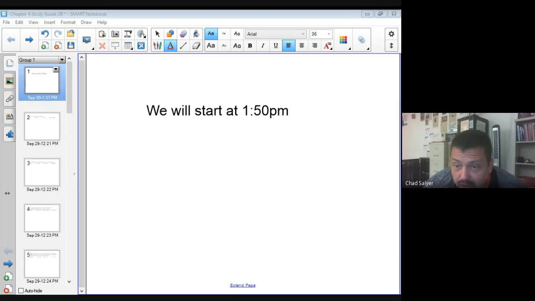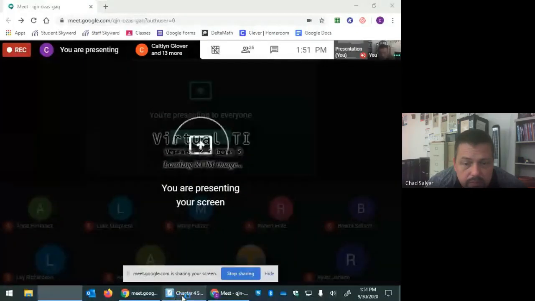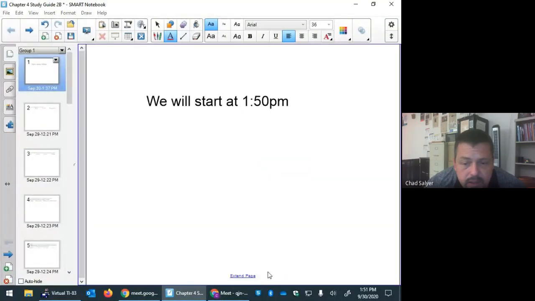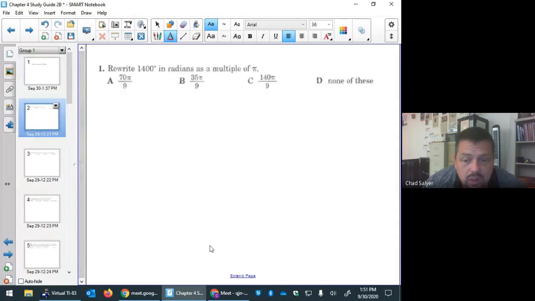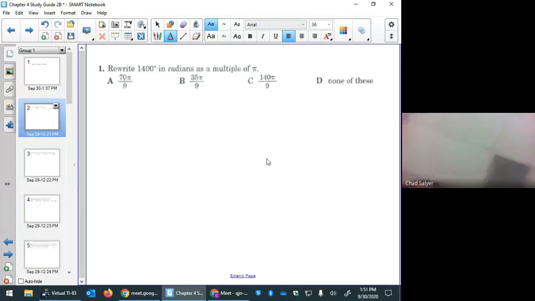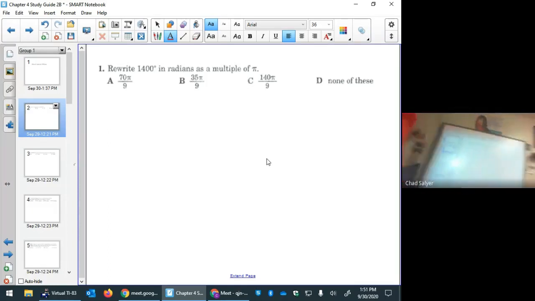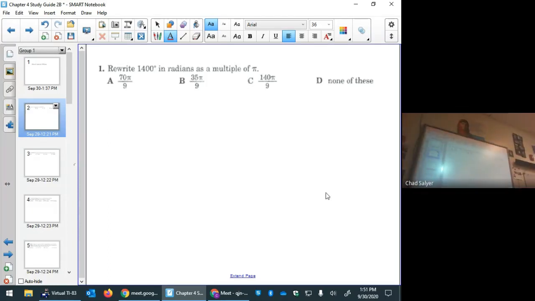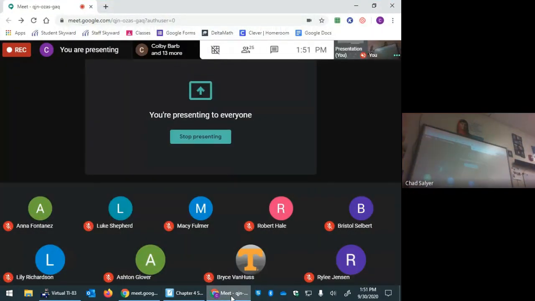All right, so I need to change the presenting to be the whole screen so you can see the calculator if I use that. Okay, and we'll get started here. So number one is what you see here. Rewrite 1400 degrees in radians as a multiple of pi. See how the camera looks? A little high.